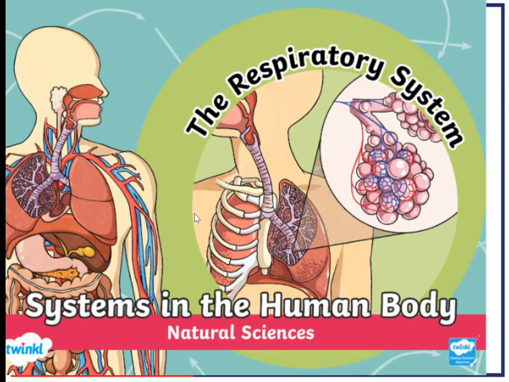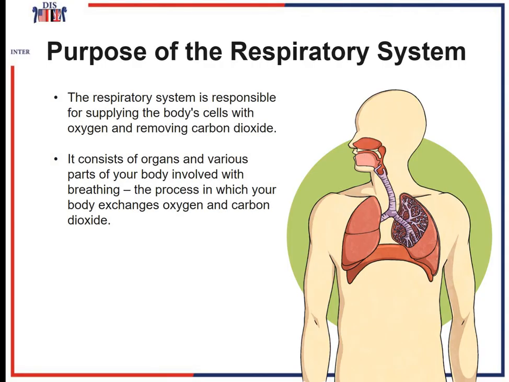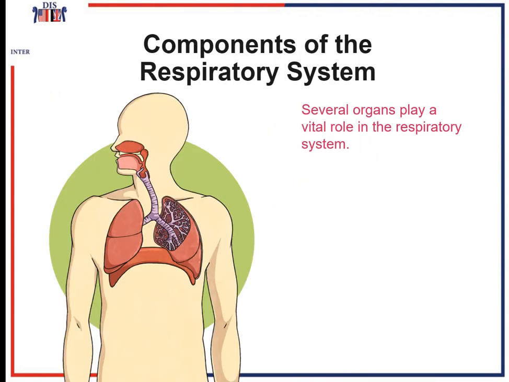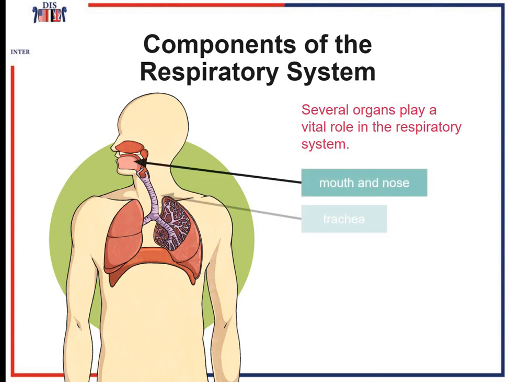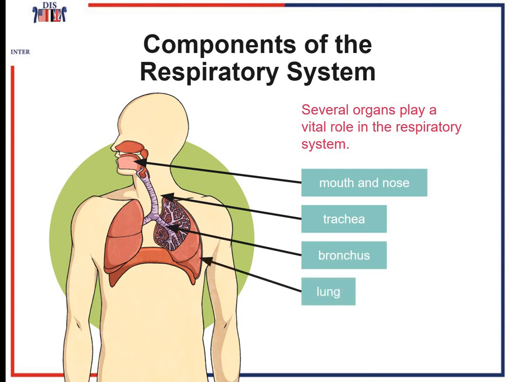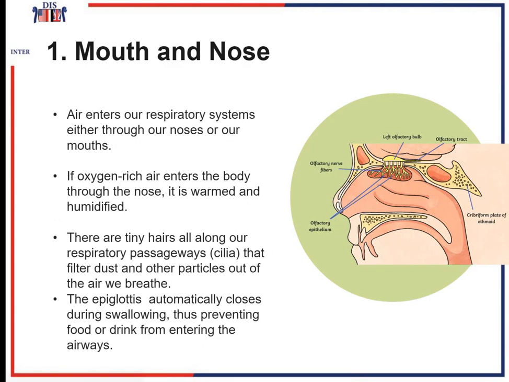The last system in this term is the respiratory system. This system is responsible for supplying my body cells with oxygen and removing the carbon dioxide. What are the components of the respiratory system? I have many organs. I have the nose, the mouth, the trachea, bronchi, bronchioles, alveoli, lungs, and diaphragm. So mouth and nose, trachea, bronchus, which is the singular of bronchi, lungs, diaphragm.